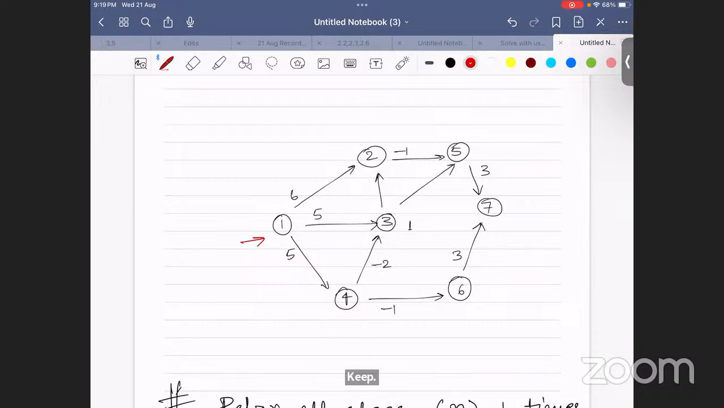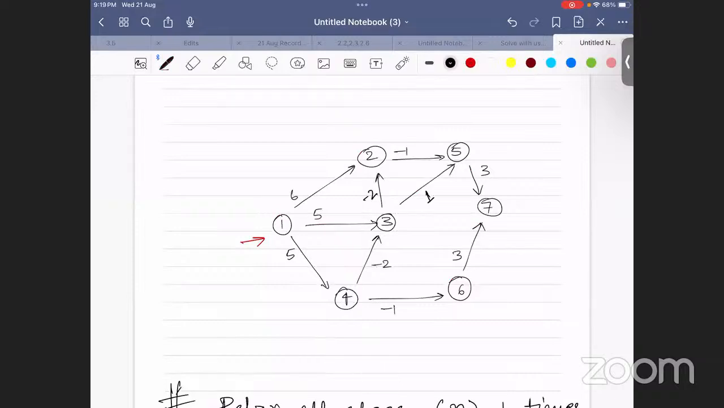The weight for 3 to 5 is not given. 3 to 5 is 1, right? This 1 is the weight. What is 3 to 2? 3 to 2 is minus 2. Is everything else given? Yeah.